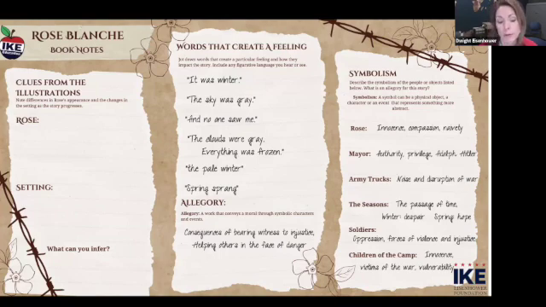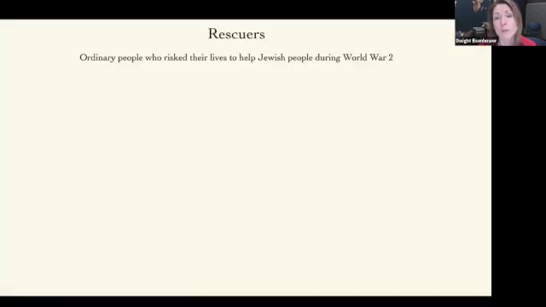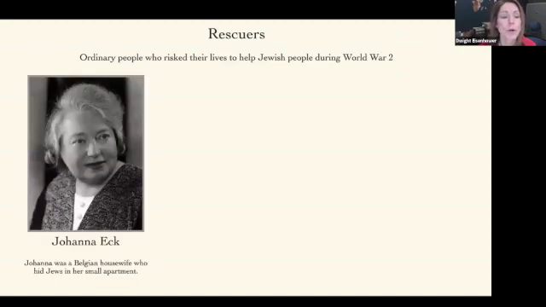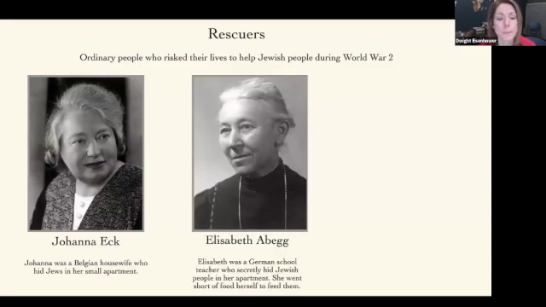Let's meet some others who helped in the face of danger during the Holocaust. So those people are called rescuers. They're ordinary people who risked their lives to help Jewish people during World War II. Johanna Eck was a Belgian housewife who hid Jews in her small apartment. Elizabeth Abegg was a German school teacher who secretly hid Jewish people in her apartment. And she went short of food herself to feed them.